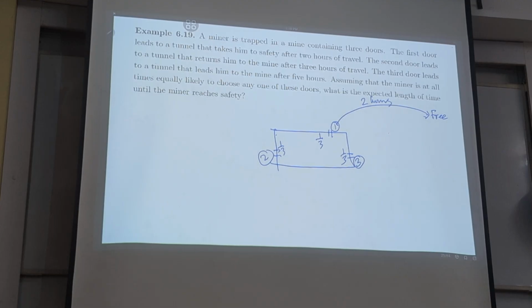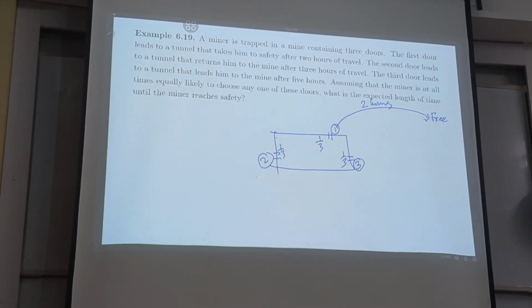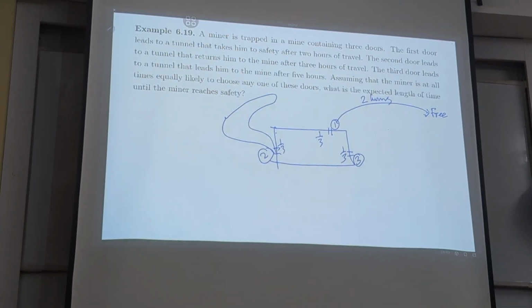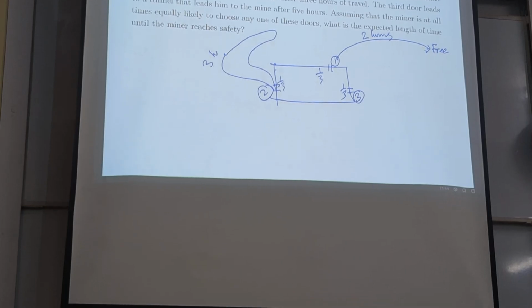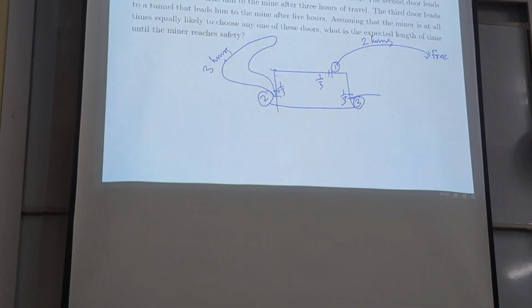Actually traveling through some tunnels. Road 1 guides to a tunnel after 2 hours. If you choose road 2, after walking 3 hours, you will return back to the tunnel. And if you choose road 3, after 5 hours of walking, you will return back to the tunnel again.